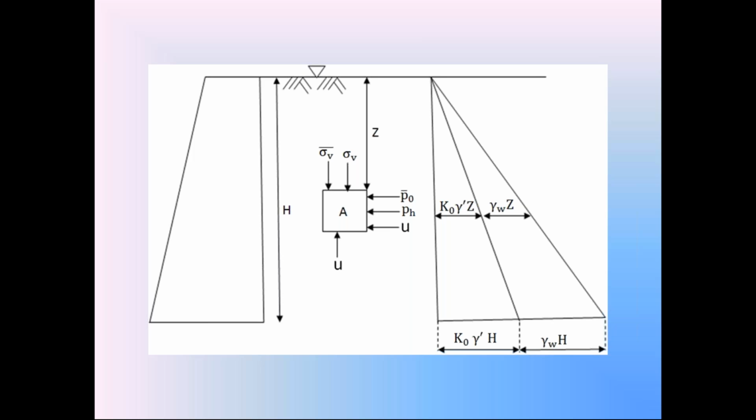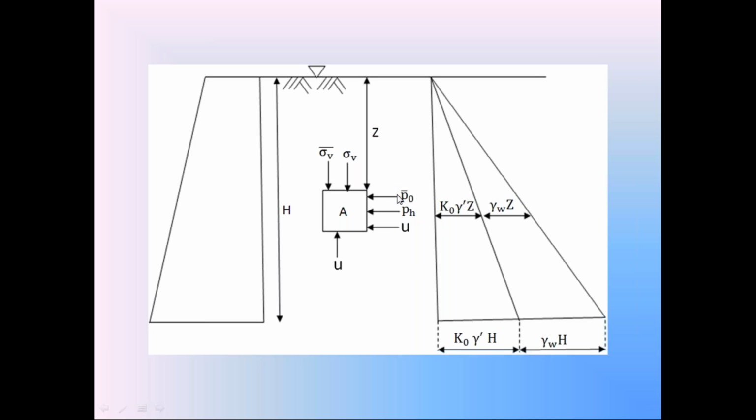So according to that equation, P naught dash, the effective horizontal stress acting on the soil element, is equal to K naught into sigma V dash. What is sigma V dash? Gamma dash into Z. So P naught dash, the effective horizontal earth pressure, is equal to K naught into sigma V dash.